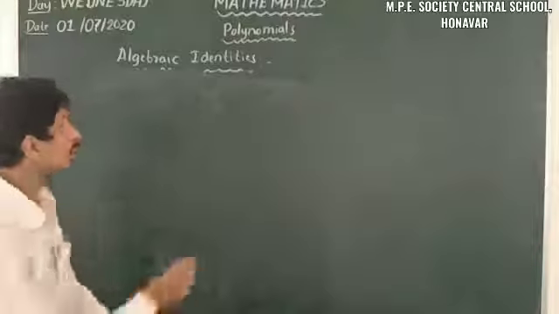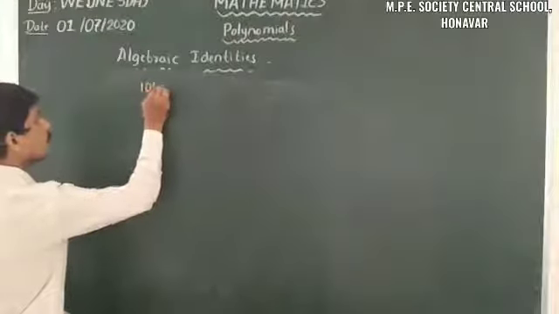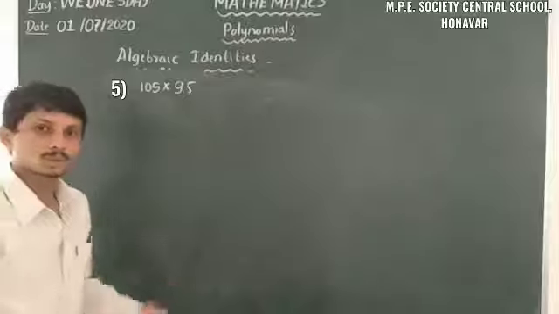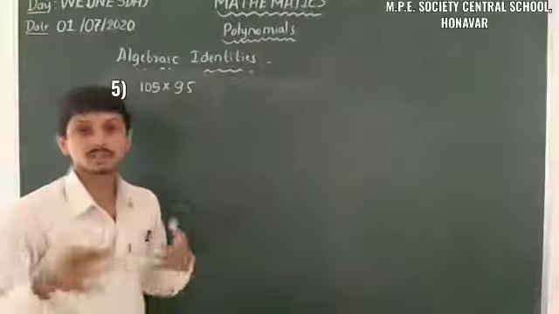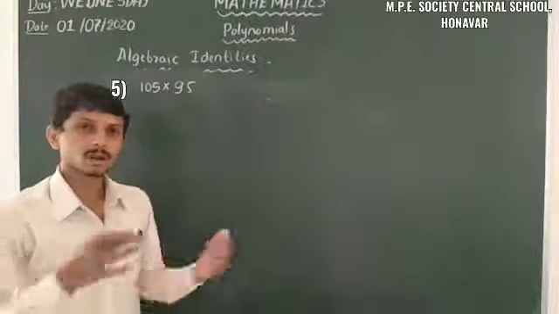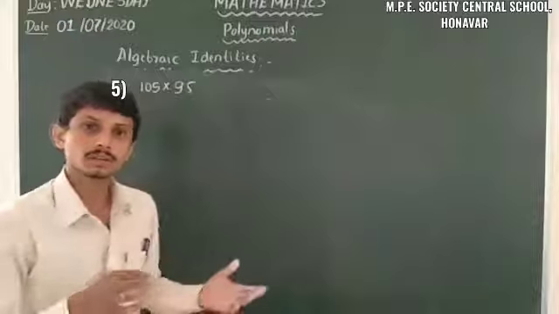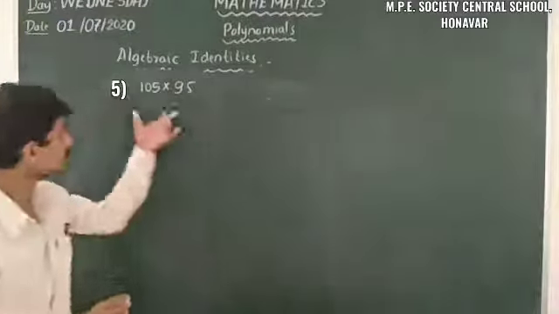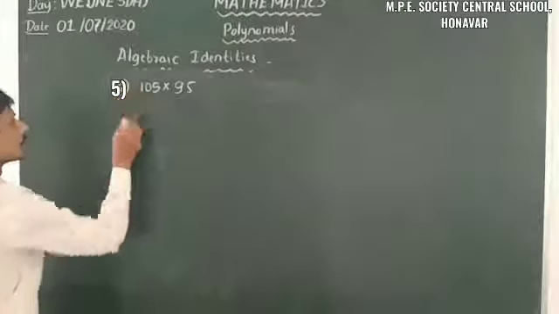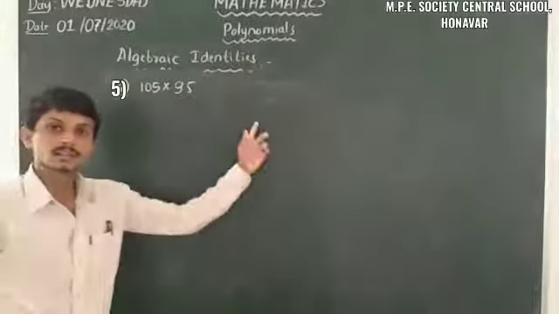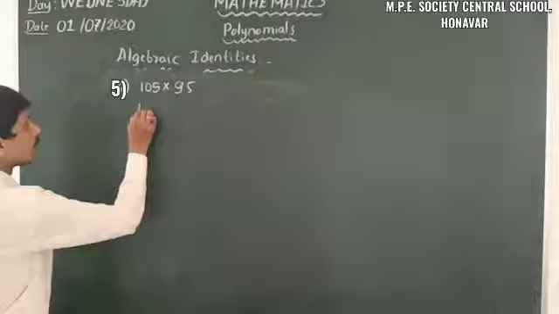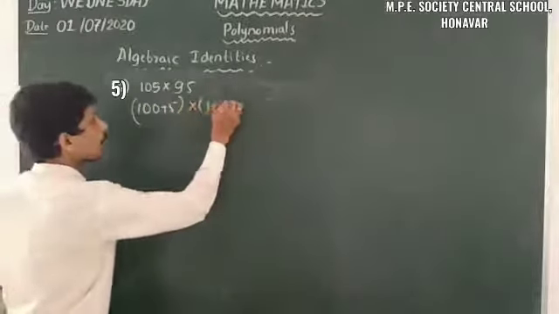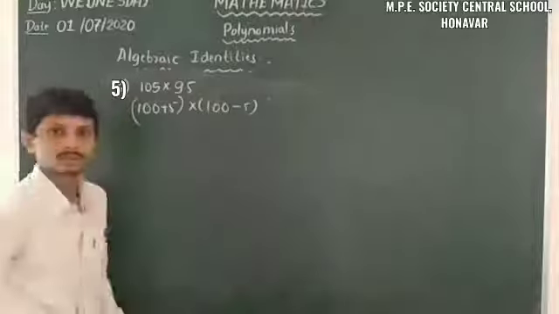So here I will take 105 into 95. You can take any other example, like 205 and 195, or 1005 and 995. Whatever it may be, you can take any value. I will take this value. I will write 105 into 95 as 100 plus 5 into 100 minus 5.